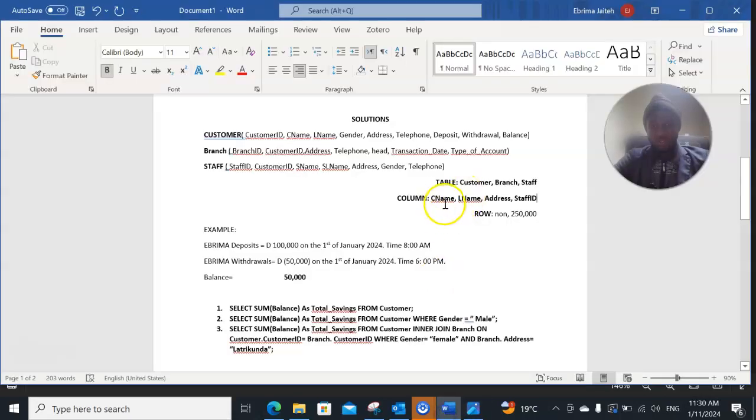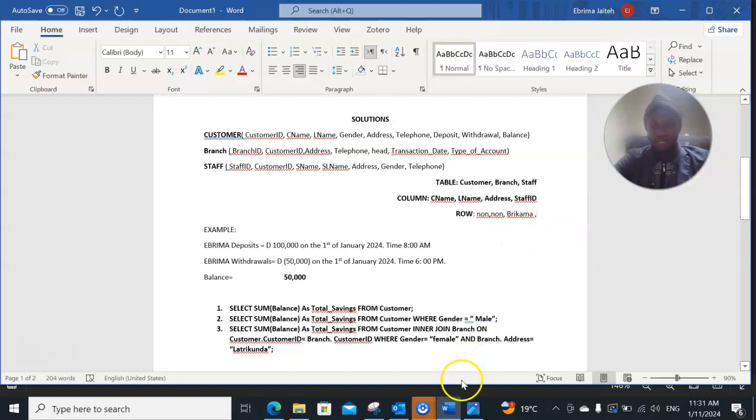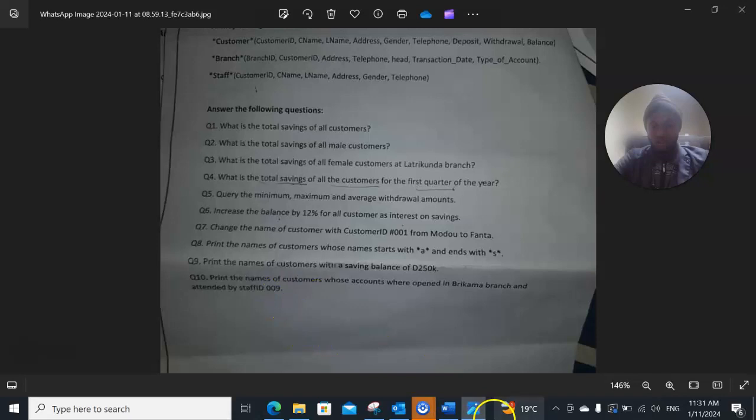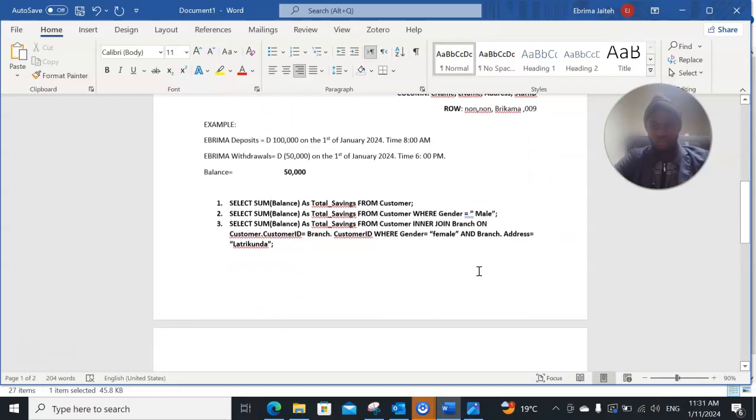So let's identify which information needs to be under the CNAME. None, because they don't give us any name like Modu or Fanta or Mariam or something like that. When you look at the last name, also none is given to us. And address, but address under the branch is what? Brikama. What of the staff ID? Is there any staff ID given to us? Yes. The question says 009. So you can see this is the brief explanation of the question.